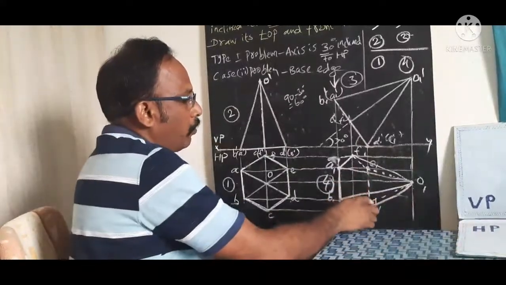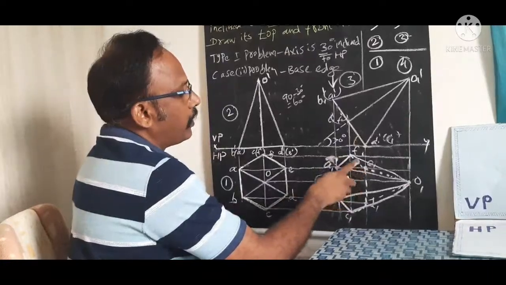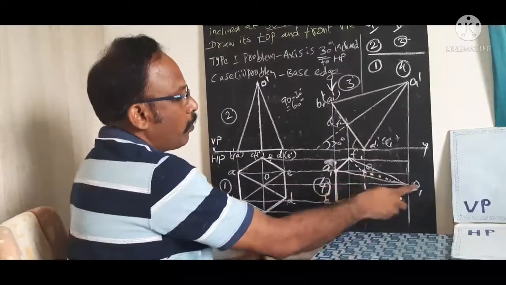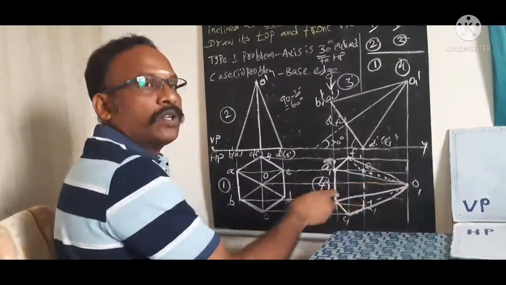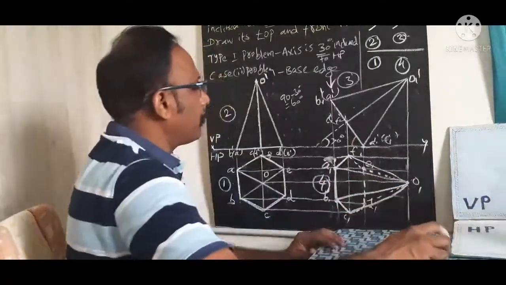E1 D1, D1 C1, E1 F1 is invisible, E1 O1 and D1 O1 also invisible. Other lines we need to draw as thick lines using an HB pencil.